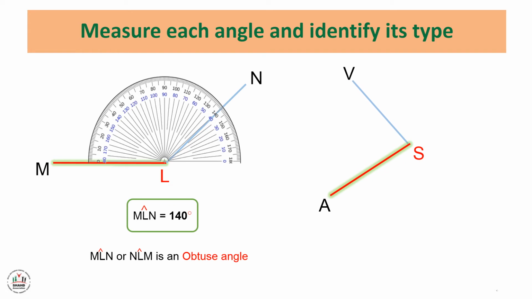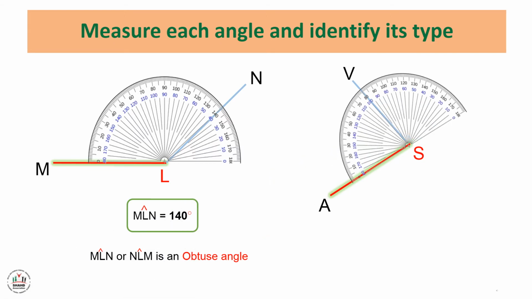ASV or VSA. To measure this angle, we put the center of the protractor on vertex S and the line of the protractor on side AS or side VS, on side SA or side SV. We put the protractor like this. We put the center of this protractor on vertex S and the line of this protractor on side SA or AS.